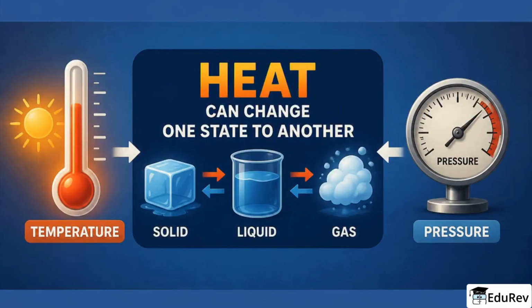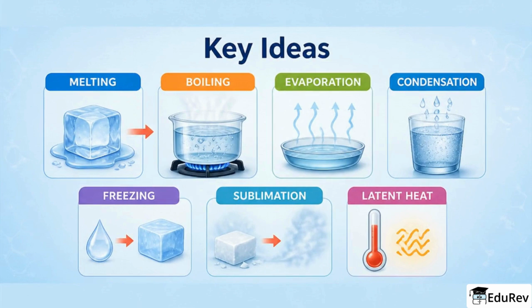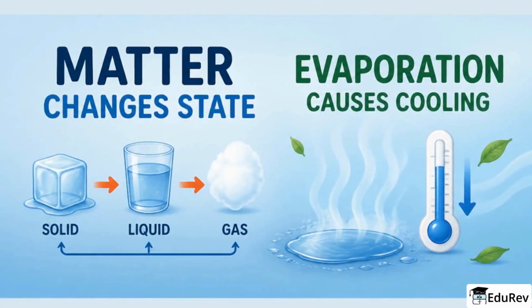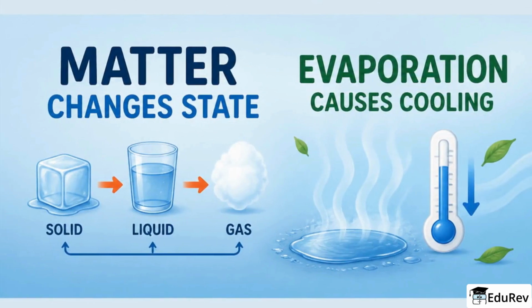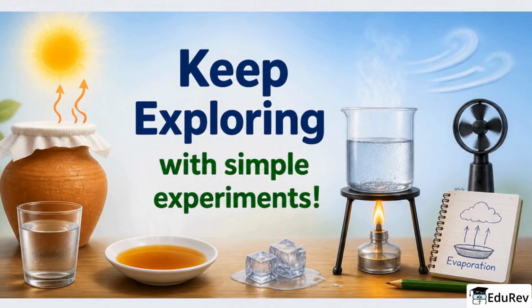We learn that temperature and pressure decide the state of matter, and that heat can change one state into another. Let us quickly remember the main points: melting, boiling, evaporation, condensation, freezing, sublimation, and hidden or latent heat. So today we learned how matter changes state and why evaporation cools things. Keep exploring these ideas with simple experiments and observations around you.